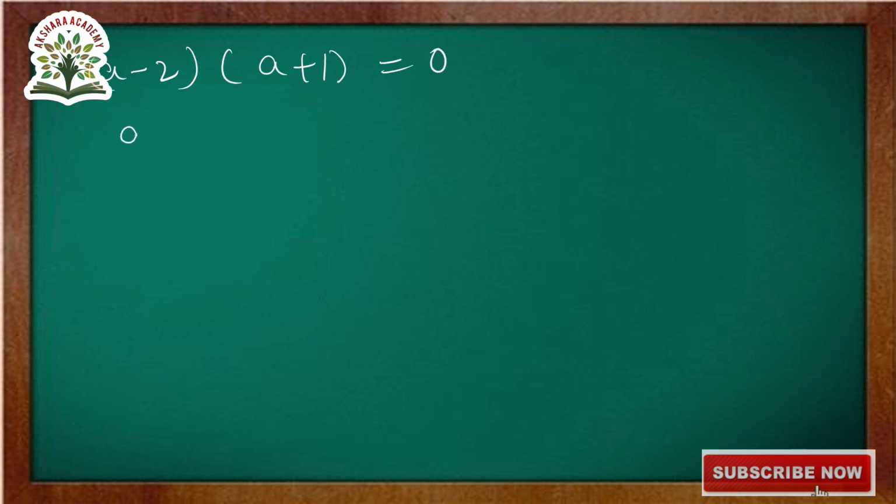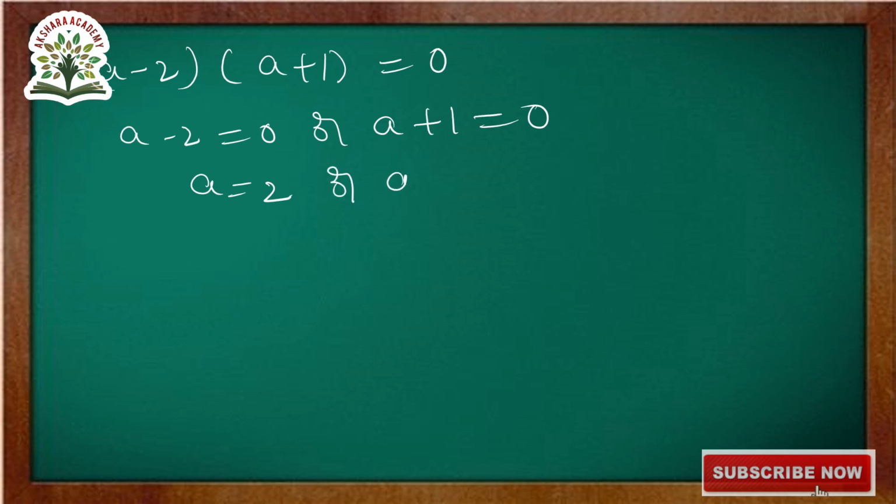So either a minus 2 is equal to 0 or a plus 1 is equal to 0. So a is equal to 2 or a is equal to minus 1. So the positive value of a is 2. Therefore, the answer is a is equal to 2. Okay, this is the final answer. Go to the next question, 18th one.